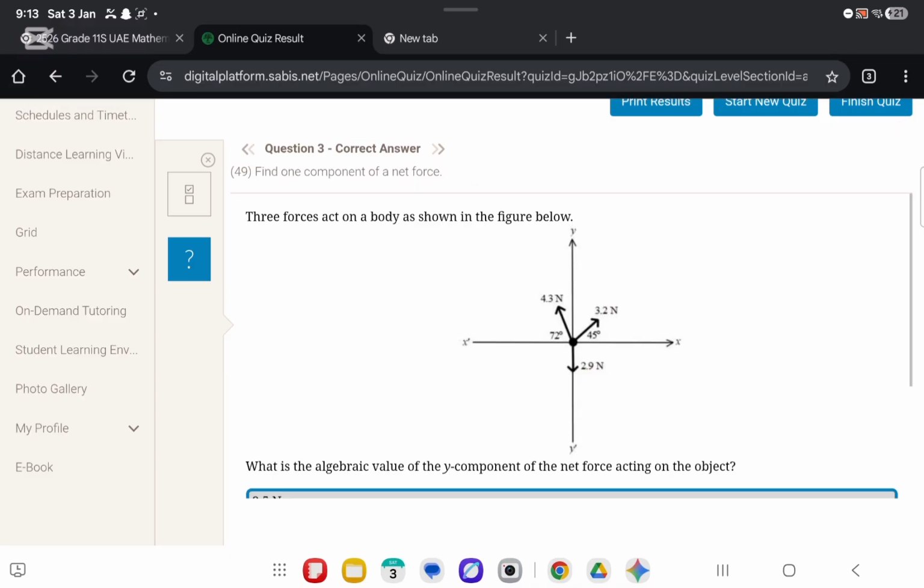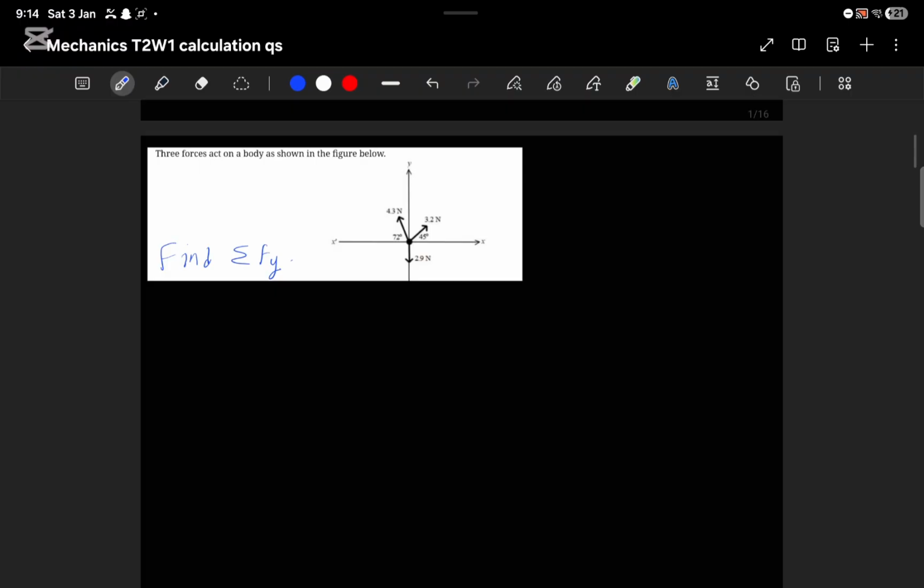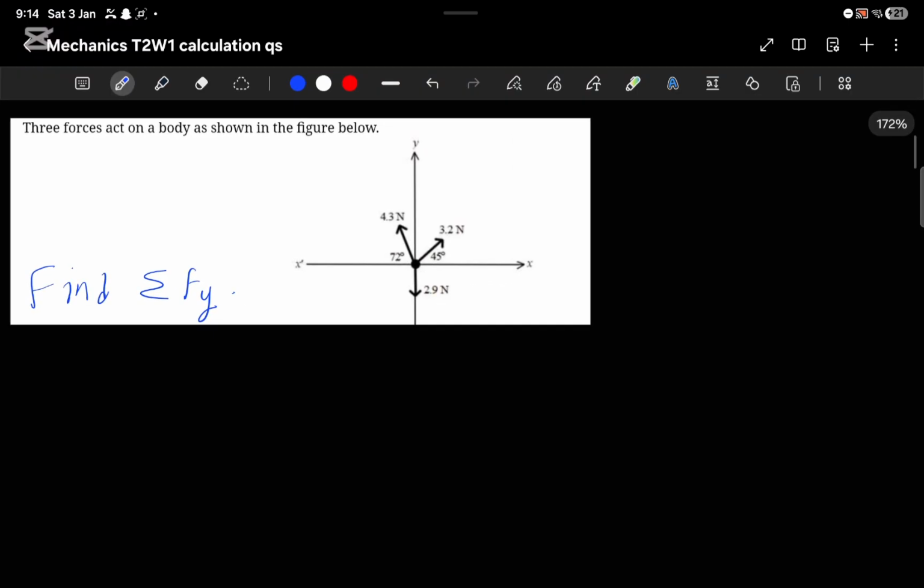Okay, let me move all of this over to the notes. Give me 1 second. Okay, this is our figure. Now, three forces act on a body as shown below. Find sigma Fy. This literally just means find Fy net, because remember, you can write sigma to denote net. Doesn't matter, they're the same thing. I just did it like this to make it easier for myself.